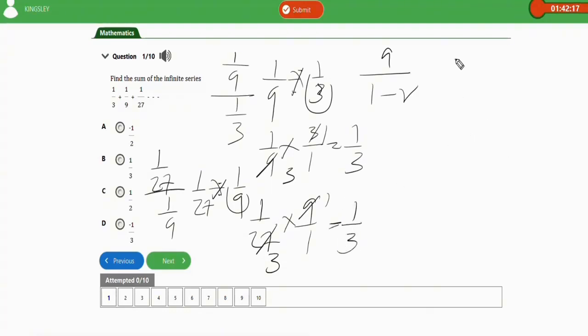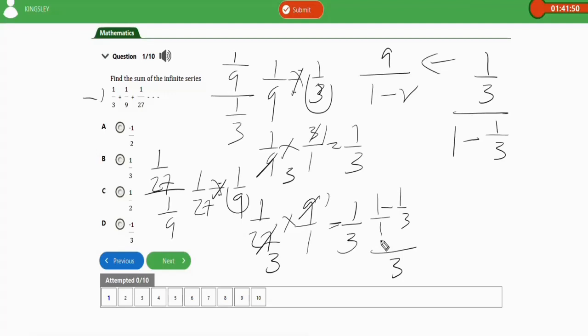When you input it in this formula, our a, the first term of the sequence, is 1 over 3, over 1 minus our common ratio, 1 over 3. So let's break down 1 minus 1 over 3. The LCM is 3. 3 times 1 is 3, minus 1 times 1, over 3. So we have 2 over 3.